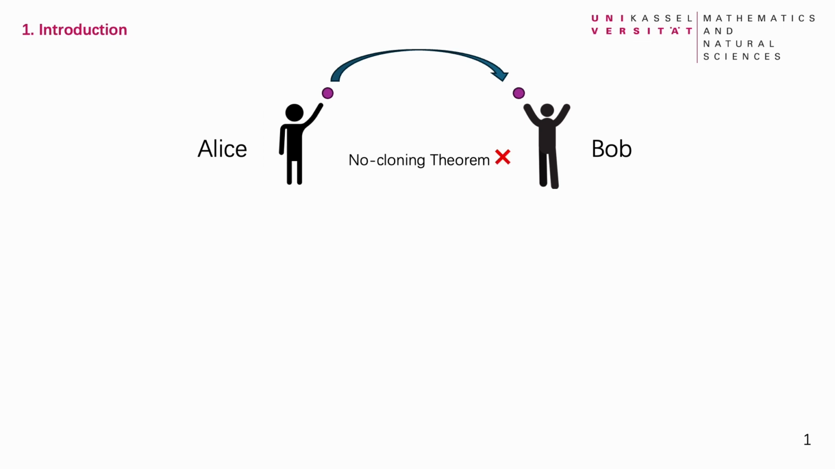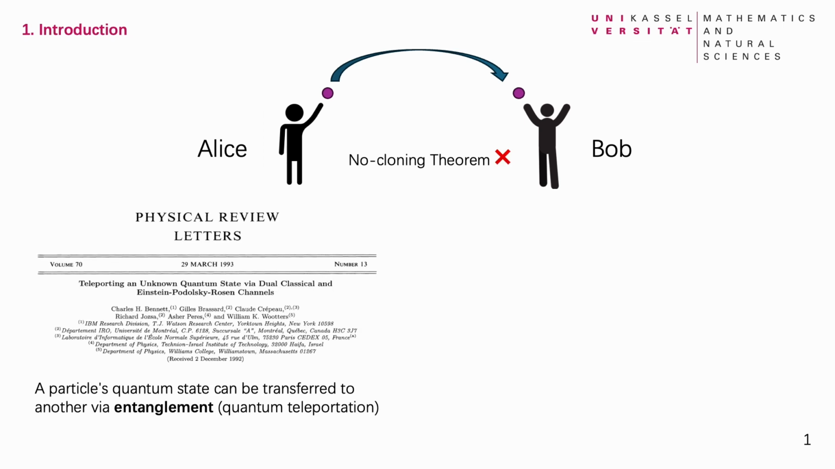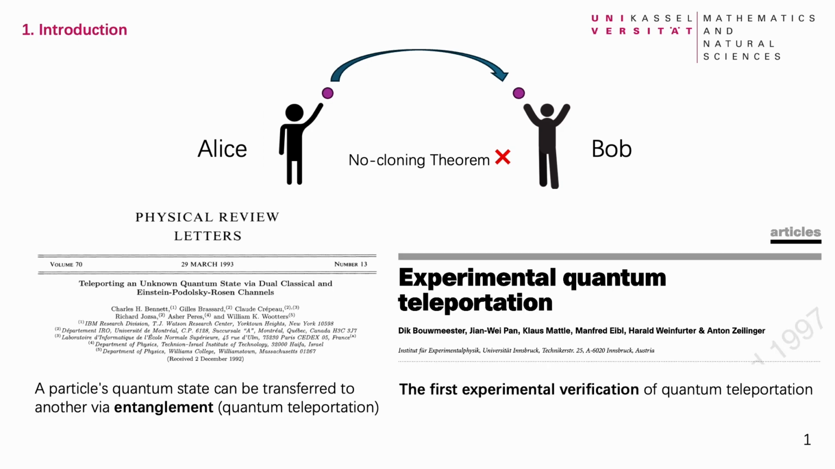A team of physicists in 1997 found that a particle's quantum state can be transferred to another via entanglement, and this process is what we call quantum teleportation. This is what I will talk about today. It is the first experimental verification of quantum teleportation. It demonstrates how to generate entangled photons, achieve quantum teleportation, and verify its success.